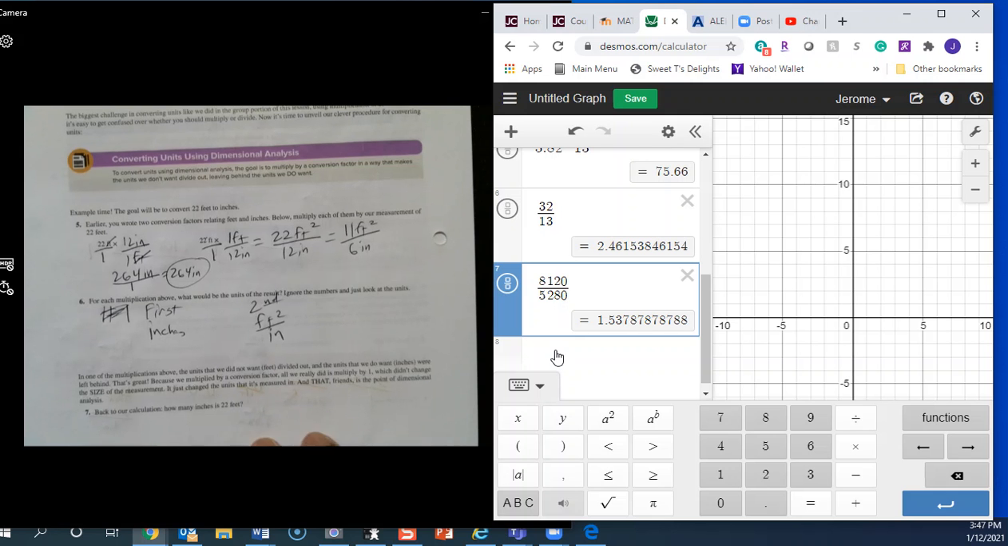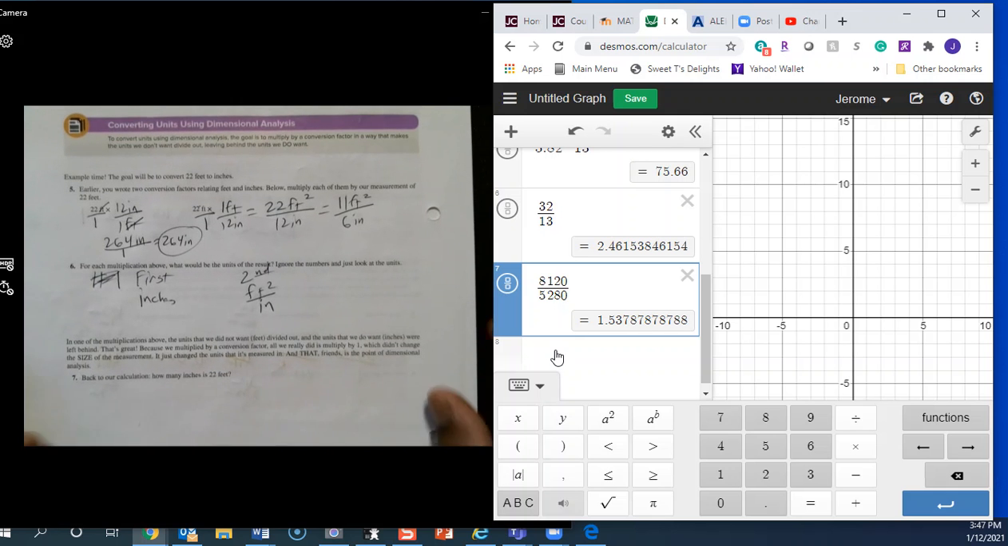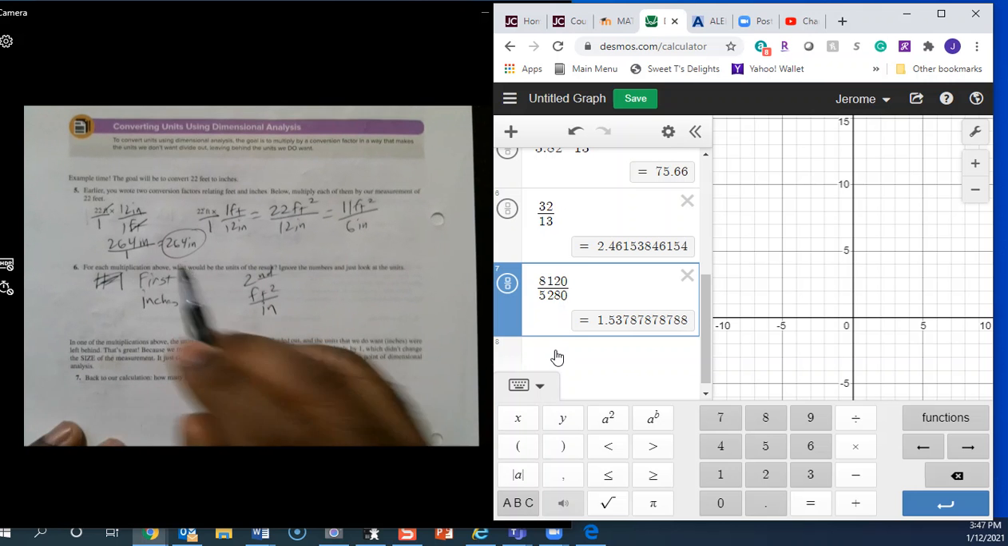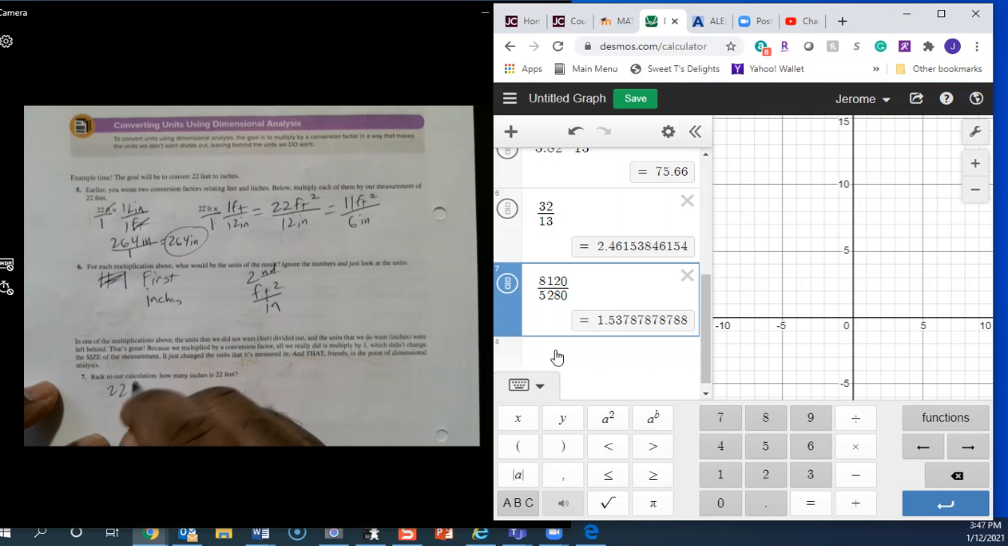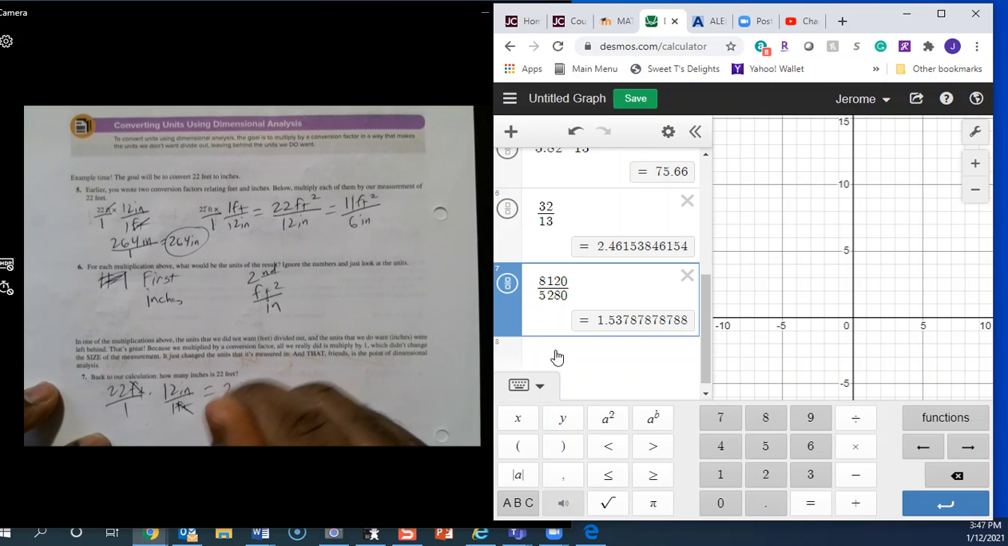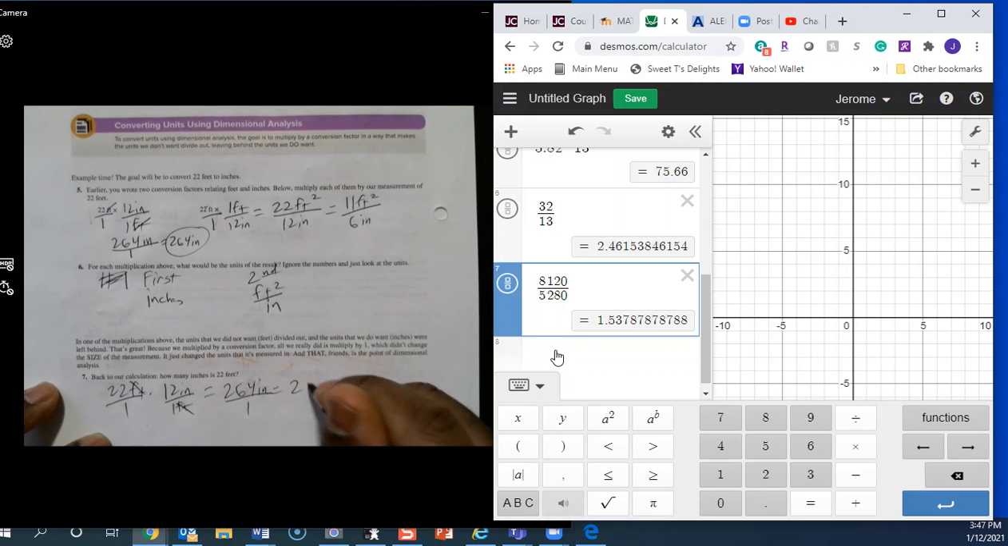Back to our calculation. How many inches is 22 feet? So we would just take 22 feet, multiplied by 12 inches over 1 foot, all over 1. The feet would simplify out, and that would be 264 inches divided by 1, or just 264 inches.